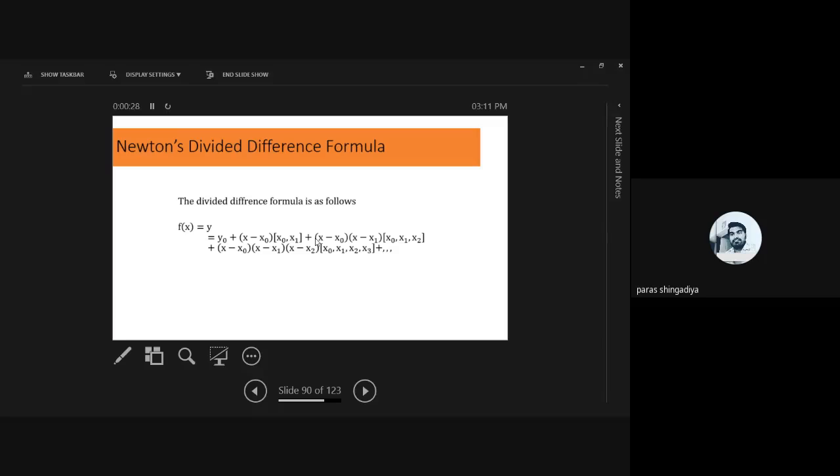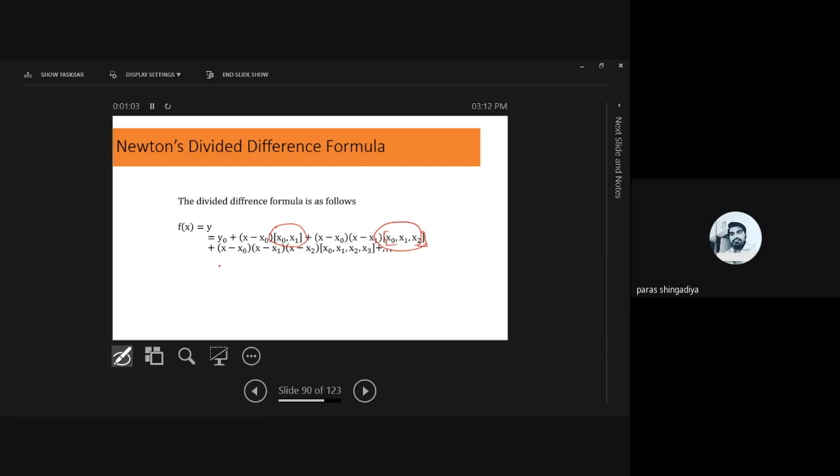The formula is given here for the Newton divided difference formula. That is y is equal to y0 plus x minus x0, times the notation in brackets x0 x1. That is the divided difference of x0 to x1. The next term is x minus x0, x minus x1, times the bracket x0 x1 x2. What is the meaning of that? That is the divided difference of x0 to x2.